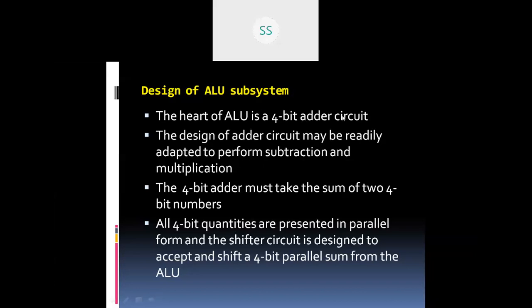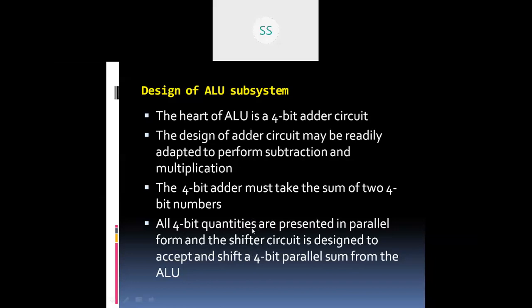As it's a 4-bit adder, its function is to take two numbers which are 4 bits each and perform addition of the two 4-bit numbers. All 4-bit quantities are presented in parallel, because these two numbers whose width is 4 bits have to be first given to the ALU, so we need parallel lines in parallel form. The data has to be presented to the ALU.